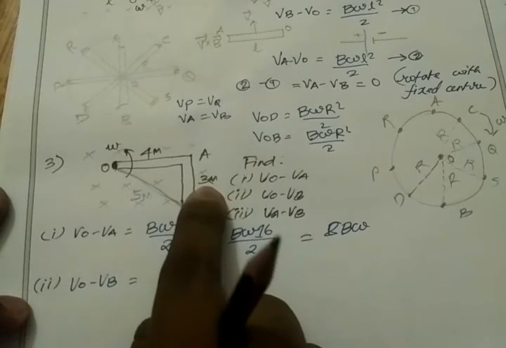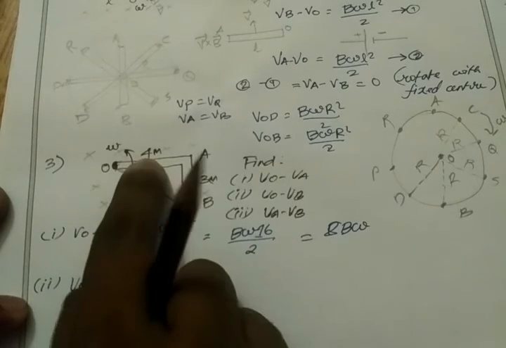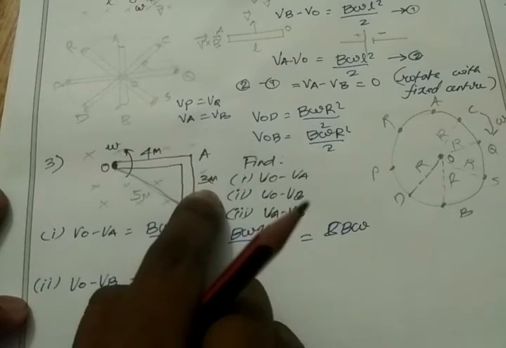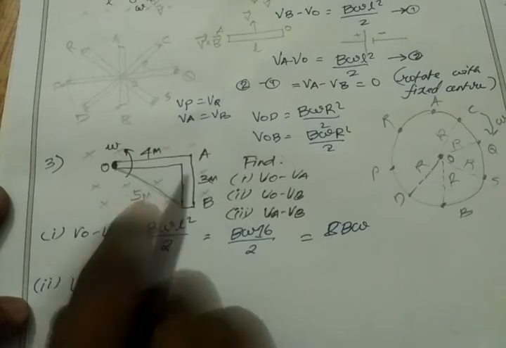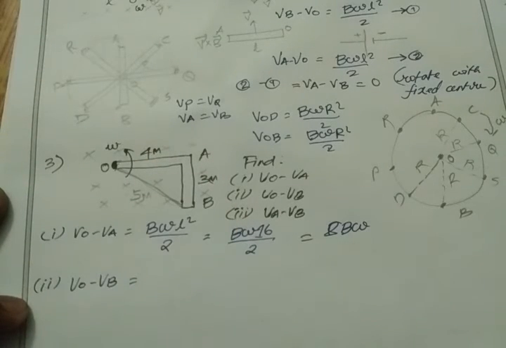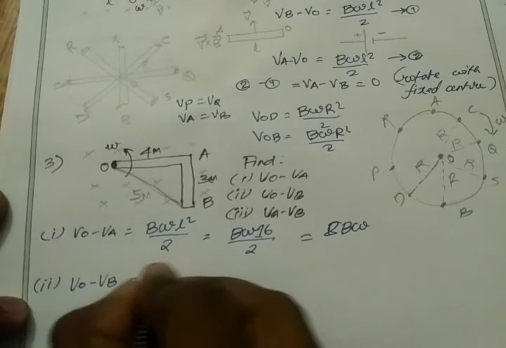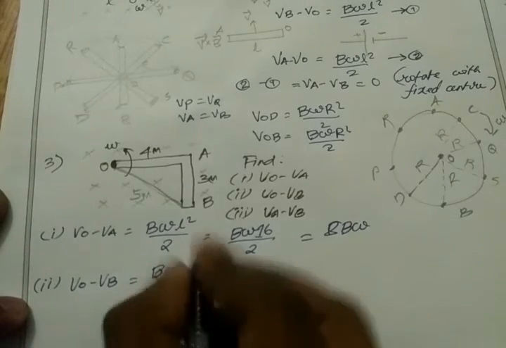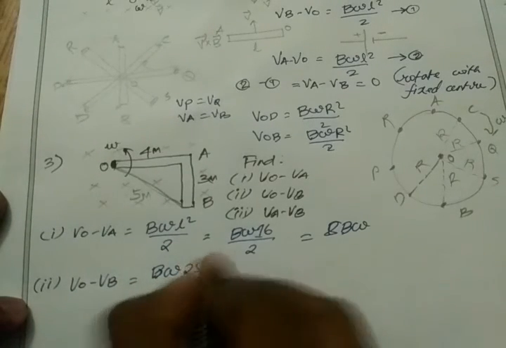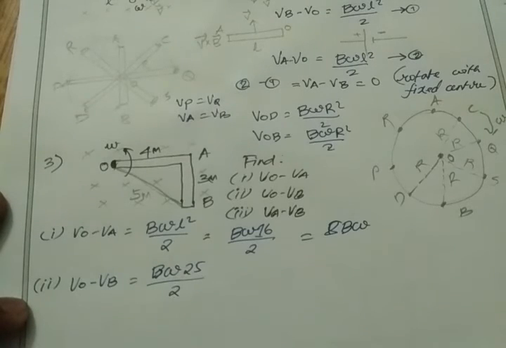Correct? So here we have 9 as a square, here we have 16. So 9 plus 16, 25. Root of 25 will become 5 meter. So here length is 5 meter. I can write B omega 5 square, which is 25, divided by 2. So this is our answer.